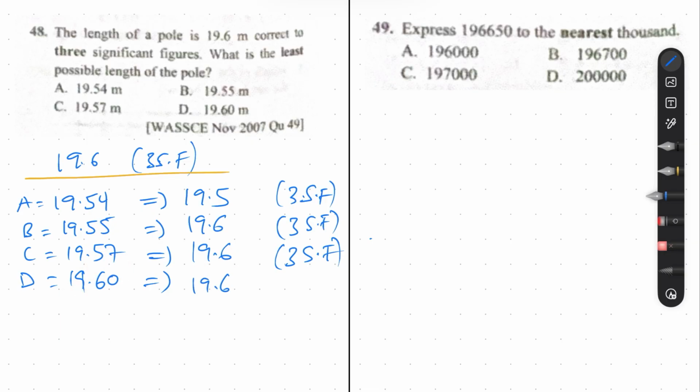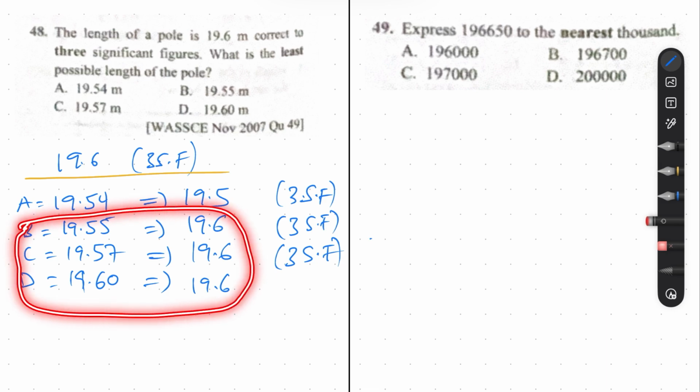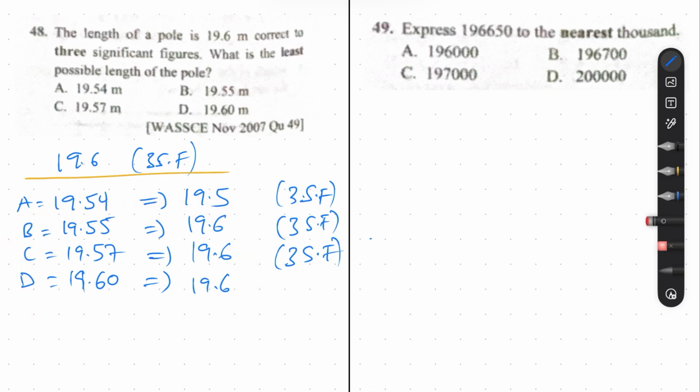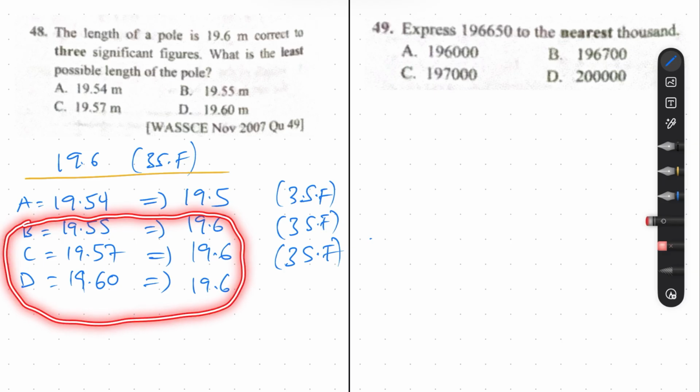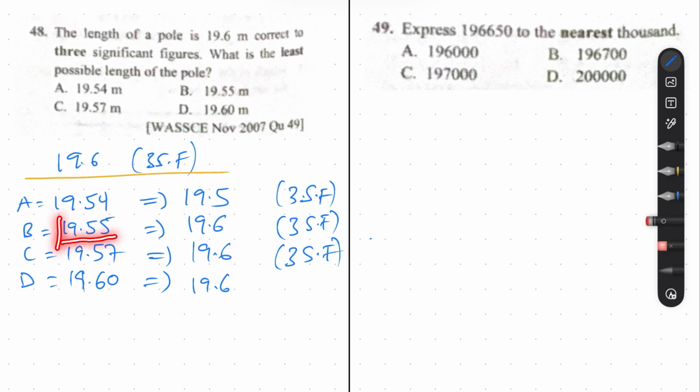So now we need to compare all these values whose 3 significant figure form is 19.6. That means this can be the answer, this can be the answer, this can be the answer. But the question is asking what is the least possible length of the pole? Between these 3, which is the least one? It is 19.55. So the answer is B.